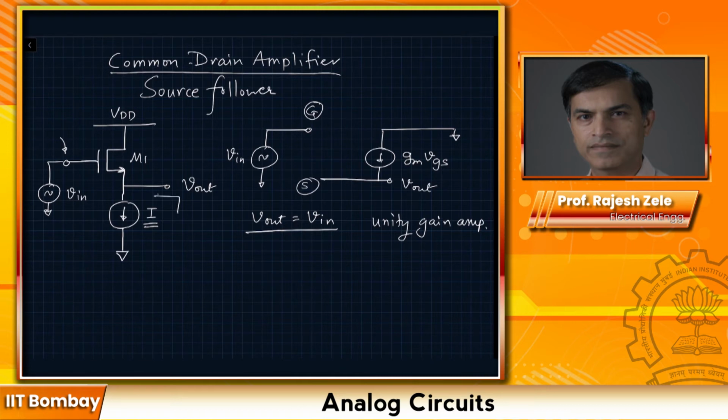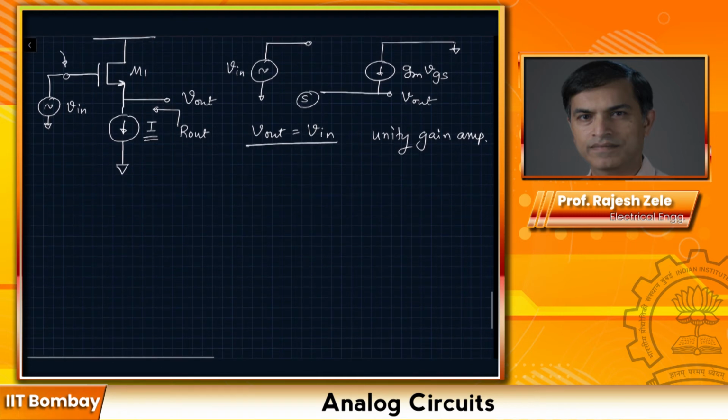So what we are interested in is Rout, looking back. For Rout, we are going to do small signal analysis. Here again, we will ground the input.